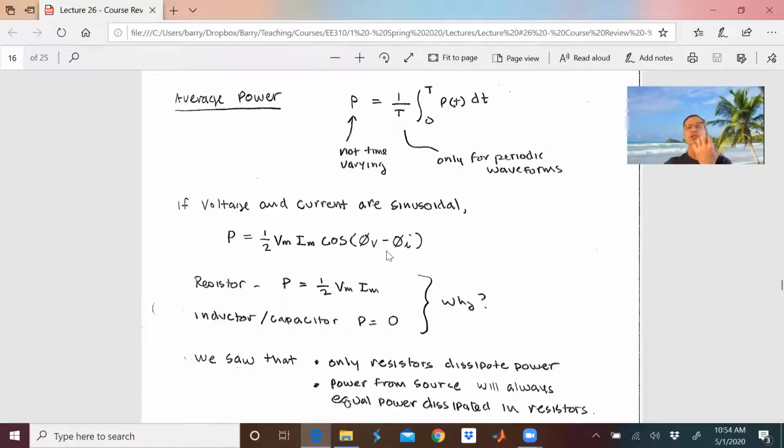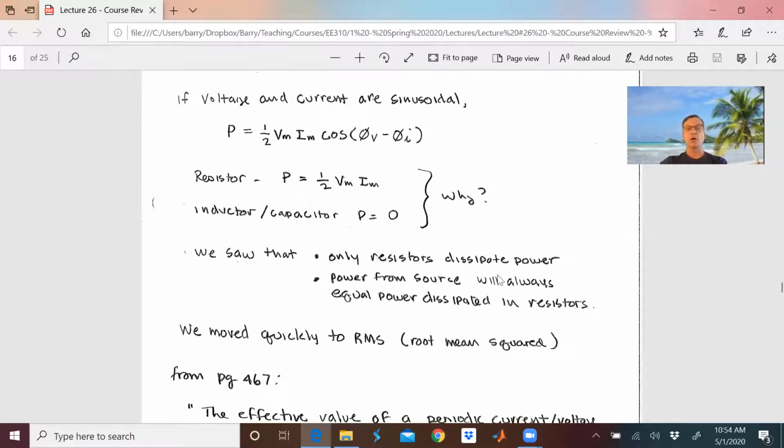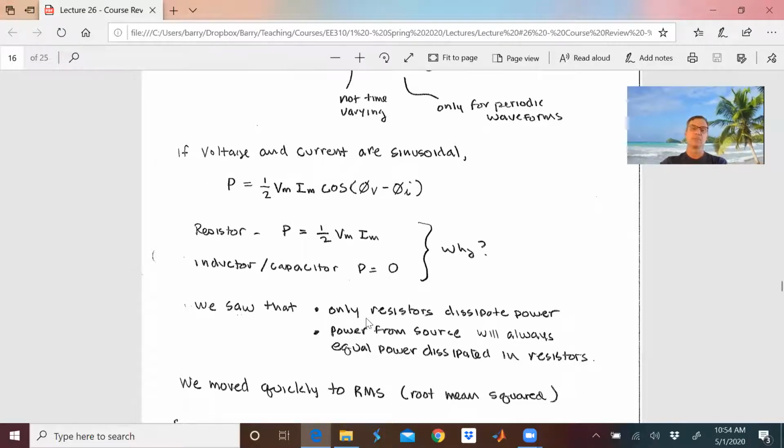Remember, the impedance is j omega L, or 1 over j omega C, and that j throws in 90 degrees between the voltage and the current. So what we saw was, hey, only resistors dissipate power. So if you want to know the power dissipation in a circuit in EE310, and the reason I put that caveat in is that actual inductors have a little bit of resistance, either in the wires that they use or in the core losses that model as a resistor. But in EE310, our inductors and capacitors dissipate no power. So if you want to find the power dissipated in a circuit or the power from the source, remember, only the resistors dissipate power. And also, the power from the source is always going to equal the power dissipated in the resistors.